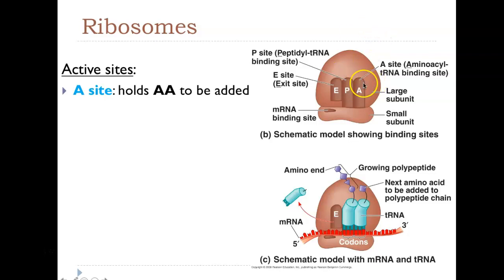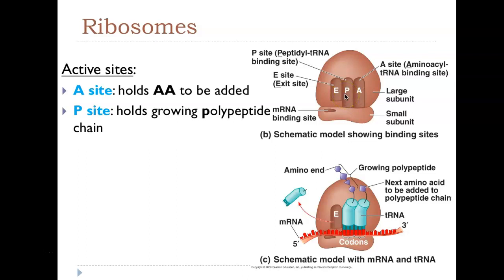So all you need to know is tRNA brings its amino acid into the A site. The P site is holding the growing polypeptide chain. The E site is the exit. tRNA is going to leave once it drops off its amino acid.